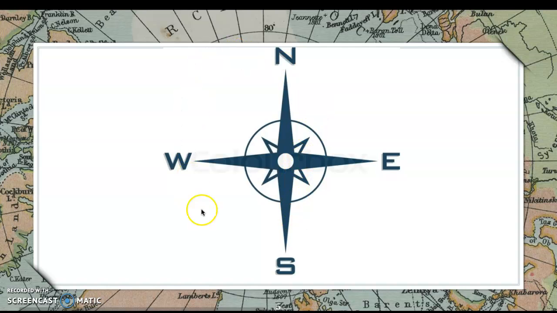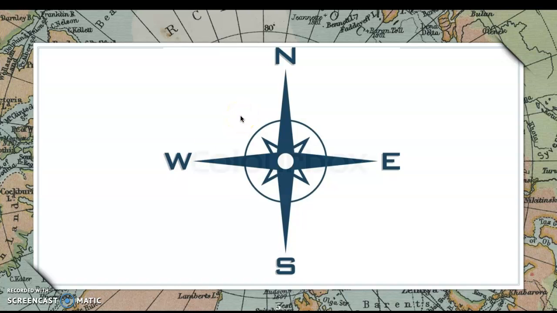So this is the compass rose, like I just said. So what does the N, E, S, and W stand for? Do you know? Well, let me tell you. The N stands for north. The E stands for east. The S stands for south. And the W stands for west.